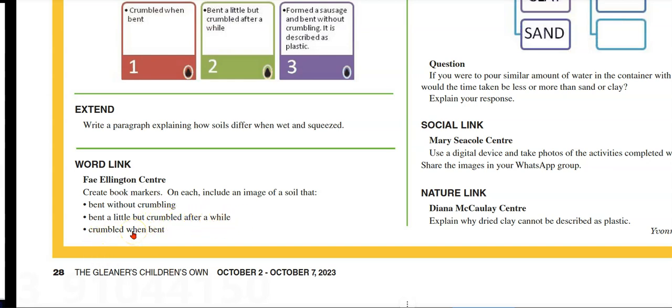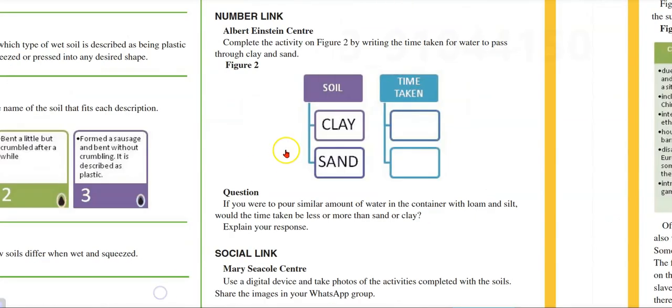crumbled when bent. So here, this first one would be clay. The second one that crumbled a little bit after would be the loam. And this last one would be sand.